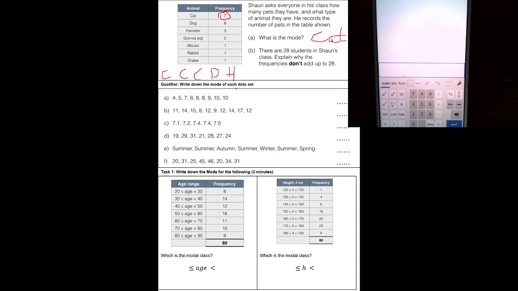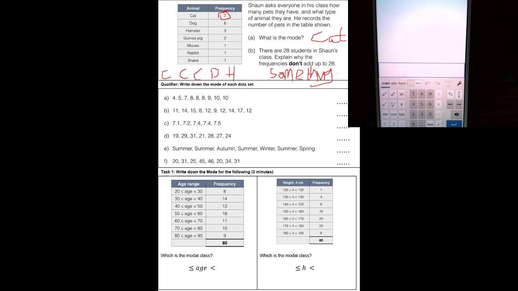So why don't the frequencies add up to 28? You could say because there's not 1 pet per person, because some people will have more than 1 pet, and some people will have less or no pets. Yeah. So that's why. So you need to write something clever. Use the T button. Okay. In Classic that's easier, but I'm not using Classic right now.